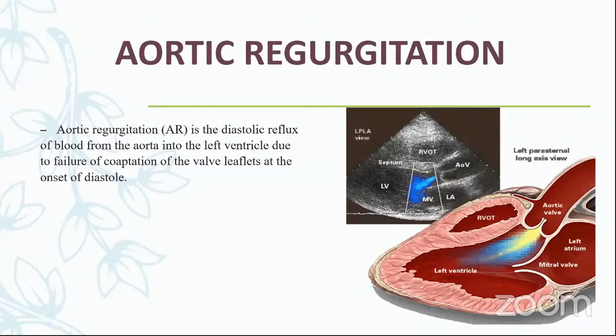Okay, I will start with the aortic regurgitation now. Aortic regurgitation, as you know, is a diastolic reflux of blood from the aorta into the LV due to failure of coaptation of the valve leaflets at the onset of diastole.